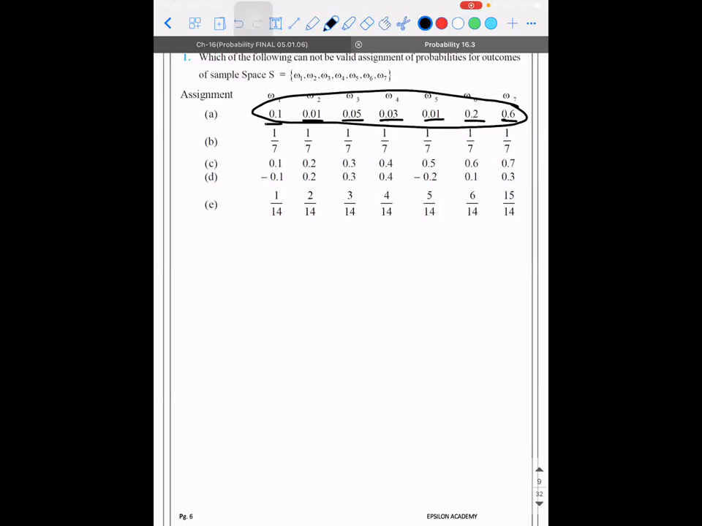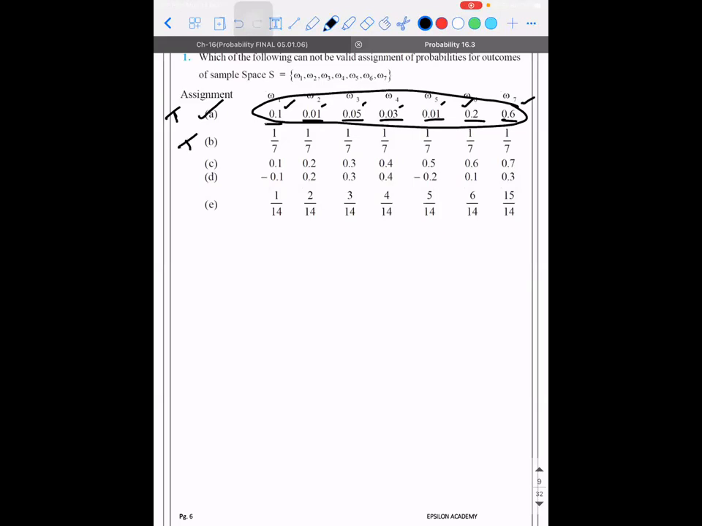So 0.1 plus 0.2 plus 0.6, 0.9, right? So 0.9 plus 0.1 will be 1, sir. Is it 1? Yes, sir. So this is possible. This is a true scenario. What about the next one? Looking at it, you can say 1 by 7, equally likely outcomes. Yes, 1 by 7. It is true.